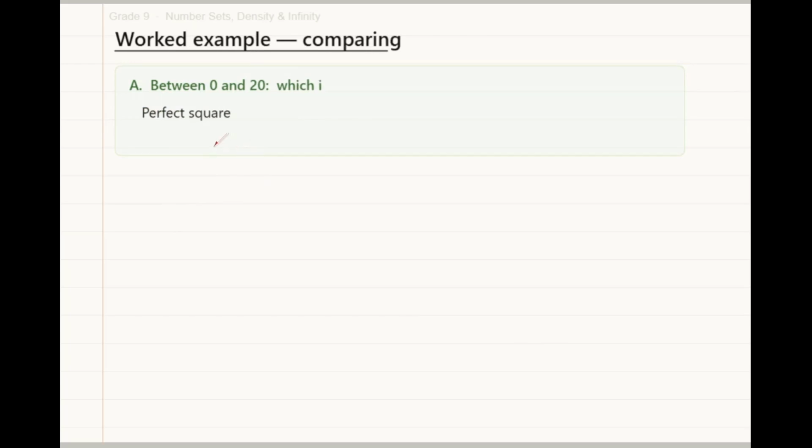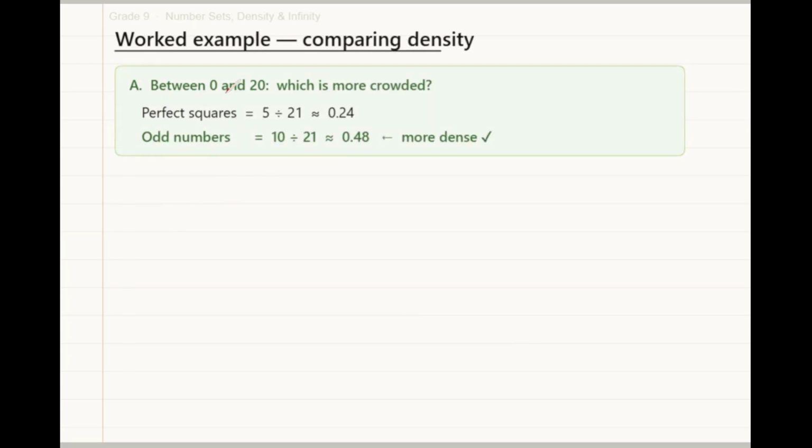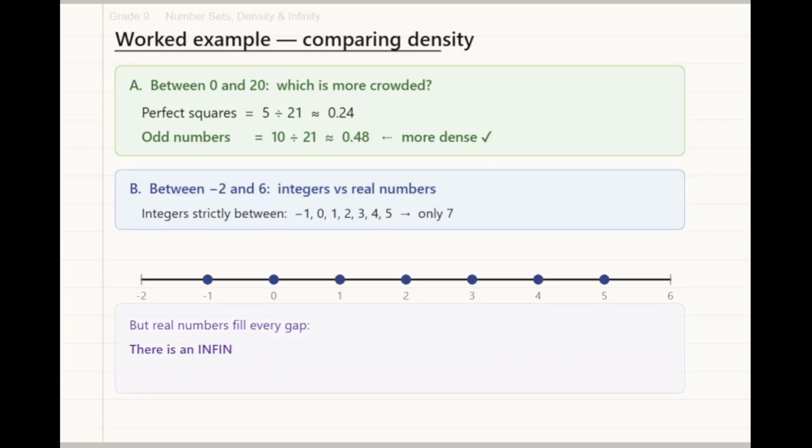Let's look at density with some more examples. Here, the same thing between 0 to 20, we have already seen this. Let's see what is next. Now let us look at this example. If somebody asks you, are the integers denser than real numbers? The answer is no. The real numbers are denser.